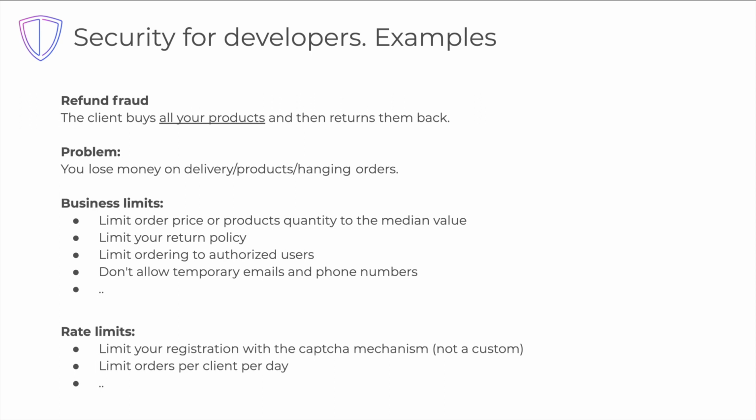Other things you can do include limiting your refund policy, making user registration obligatory in order to make a purchase, and prohibiting registration via temporary email addresses and phone numbers. Examples of rate limits include limiting registration by forcing users to enter CAPTCHA and limiting the maximum number of orders per client per day.